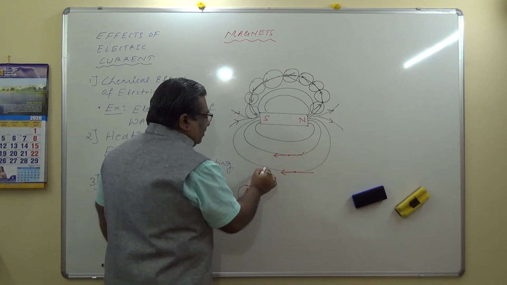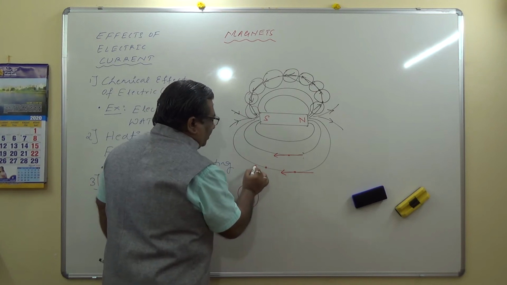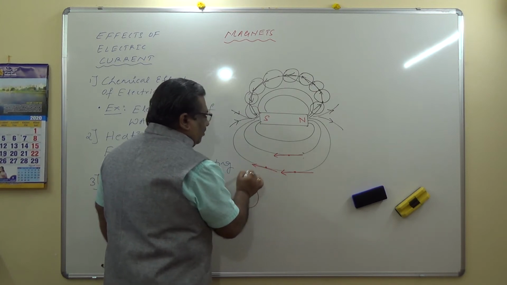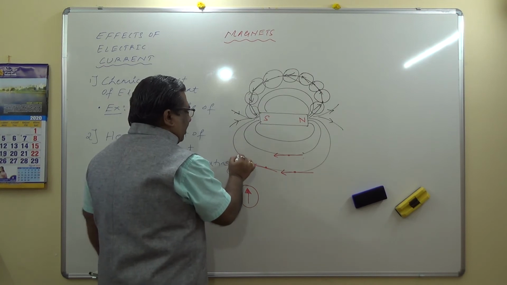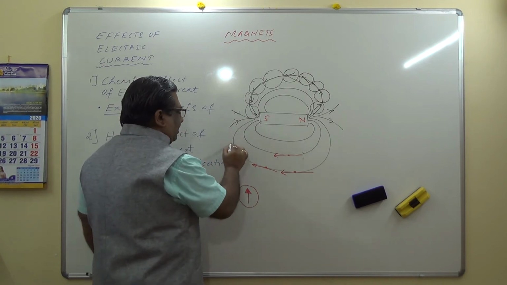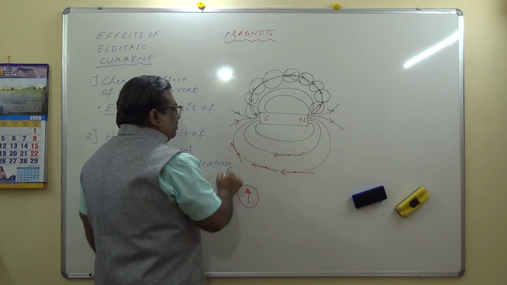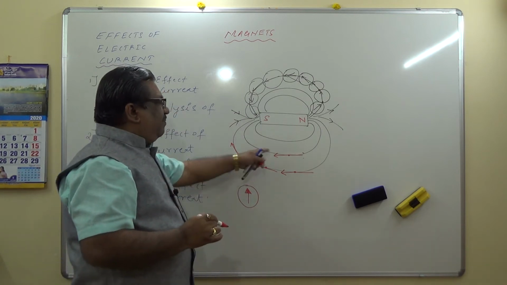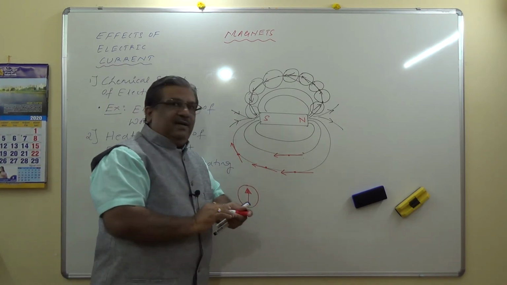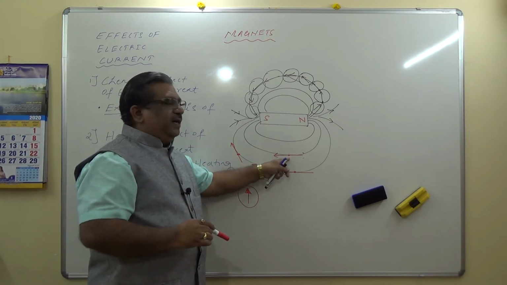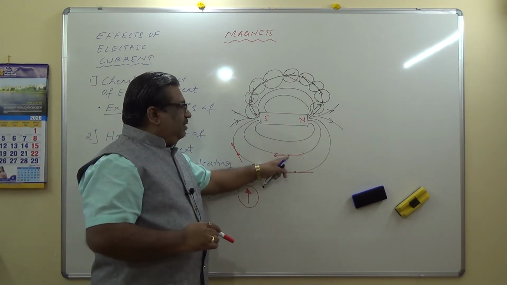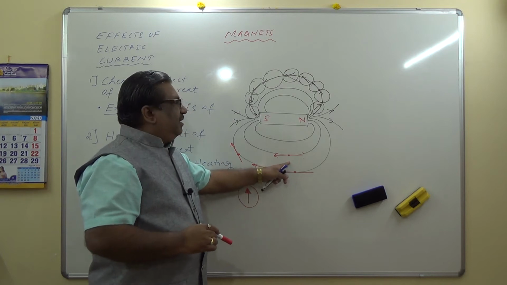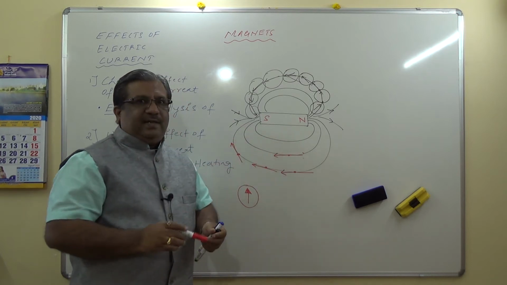What is the direction of the field line at this point? This is once again tangent to the field lines. What is the direction at this point? Once again here it is tangent to the field line. So the direction of the field line at any particular point is tangent to that curve at that point, and it is from north to south. That is also very important.